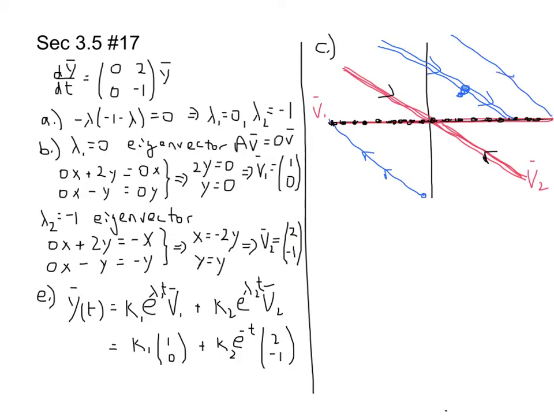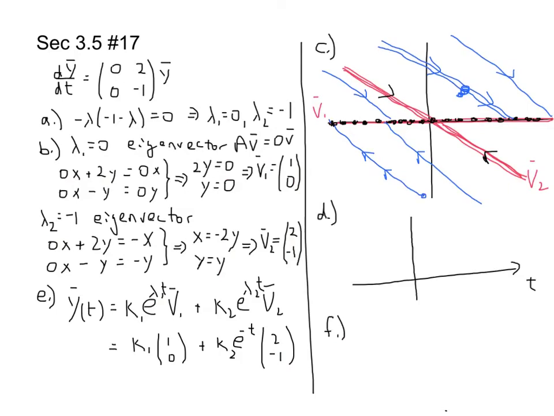A series of lines parallel to v2, moving up and stopping at the x-axis. Okay, that's our phase portrait. Finishing this up quickly, here's our phase portrait.